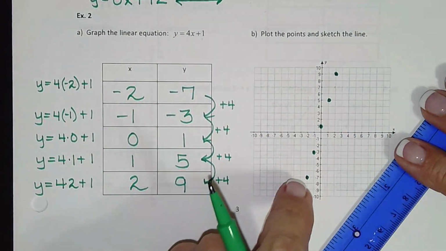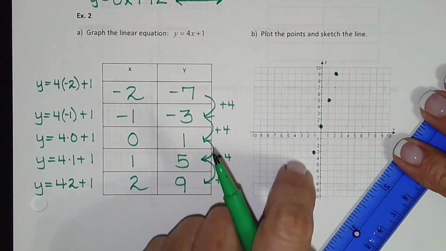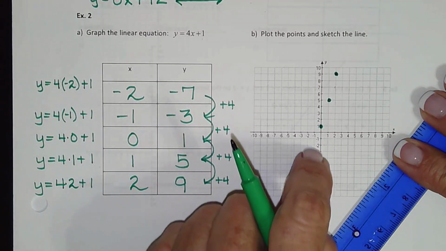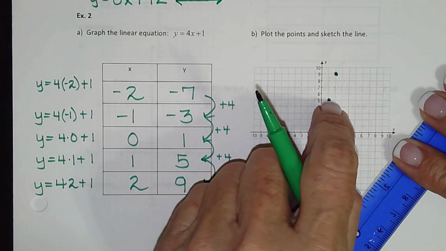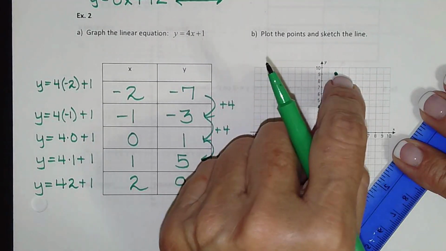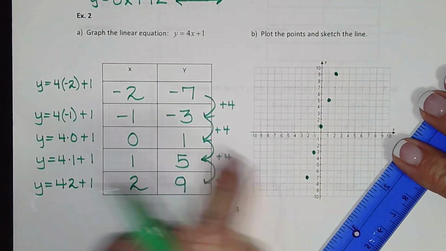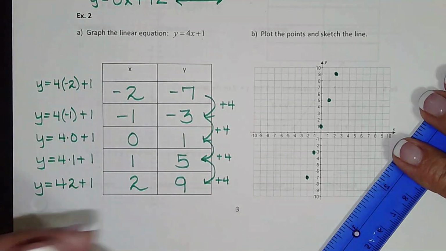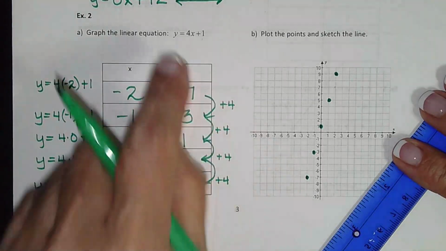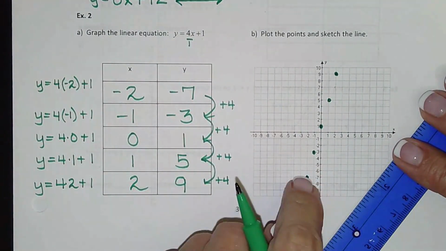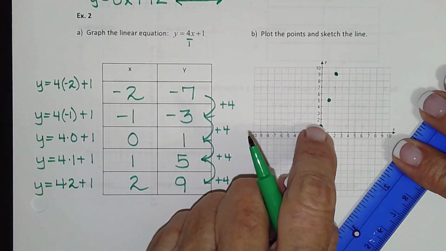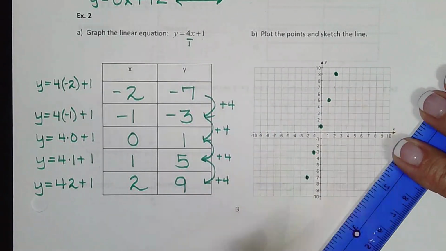And what I want you to notice is rise 4, run 1. To get each successive point, we're just doing the slope. Rise over run. The slope is 4. So if we put that over 1, just rise 4, run 1.